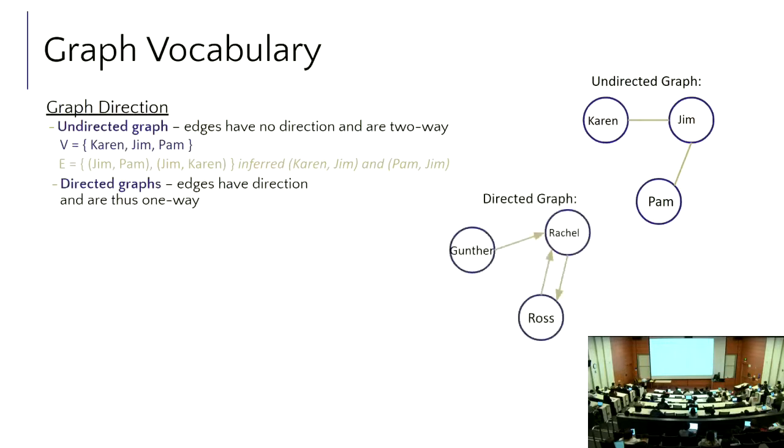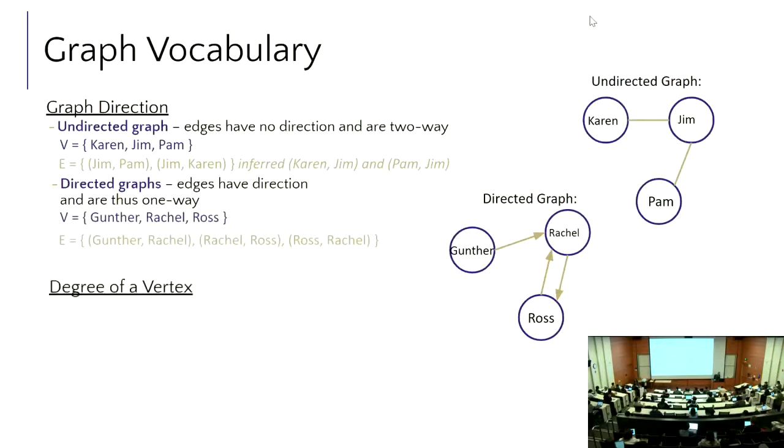We could have directed graphs. So there you go, we've added our little arrows, right? So we know that Gunther is putting a lot of directionality towards Rachel, but she has perhaps not noticed and has made a very poor choice and spends all of her time looking at Ross and vice versa. But we should all learn from Rachel's mistakes, shouldn't we? Ross is the worst friend. Okay, so there we've got our graphs.